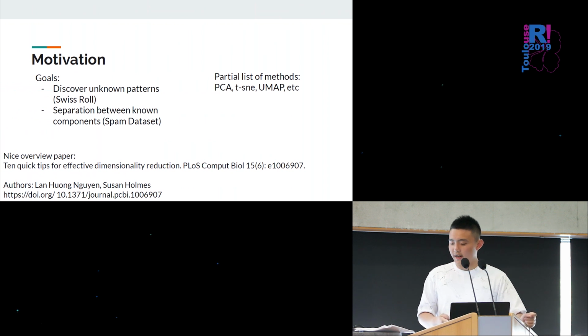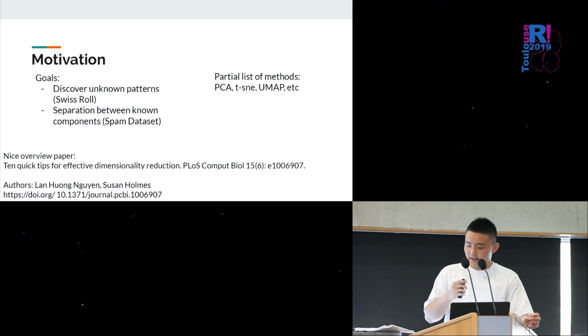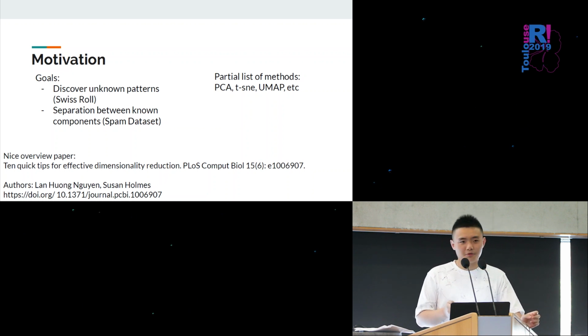So in this project, we have 2 goals. The first goal is to discover unknown patterns, which is unsupervised learning, and we are using the Swiss roll dataset to illustrate that. And the second goal is to achieve separation between known components, where we do have labels. If there exists a nice separation, then there's hope we can develop a nice prediction model.